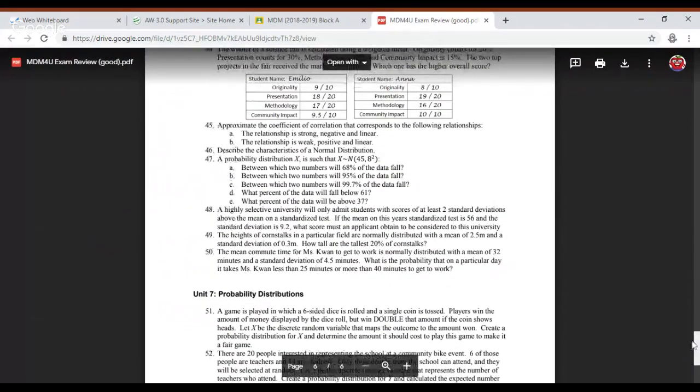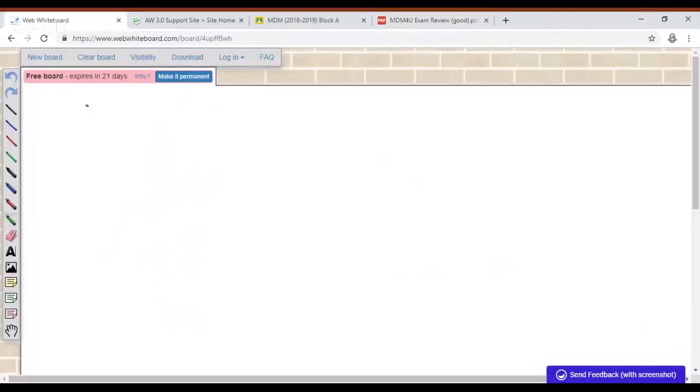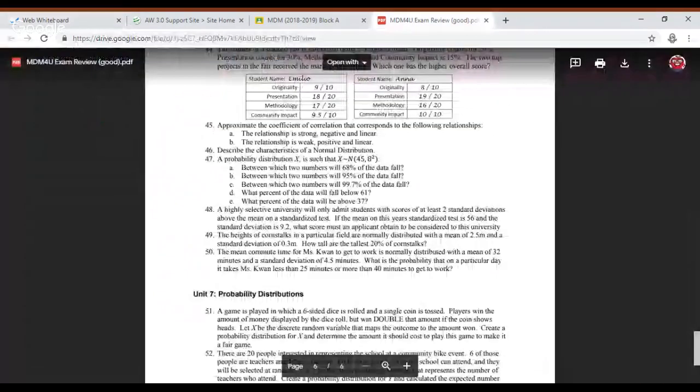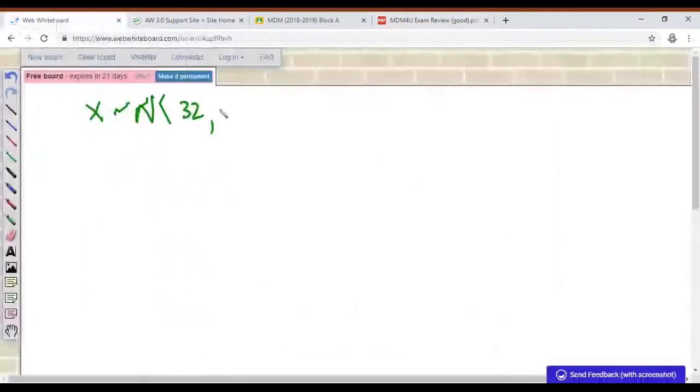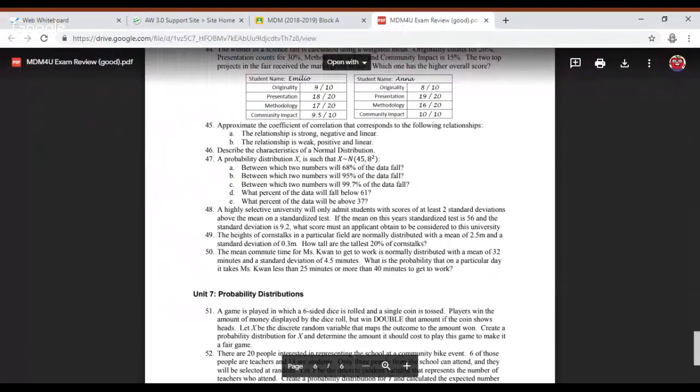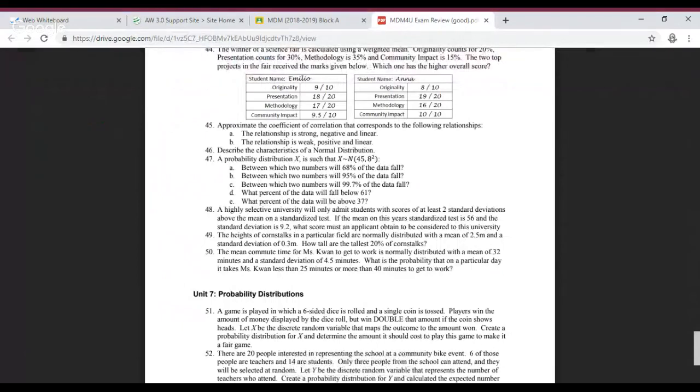So for Miss Kwan, she has a mean of 32 and standard deviation of 4.5. So approximately normal, with a mean of 32 and a standard deviation of 4.5. And it says, what is the probability that on a particular day it takes her less than 25 or more than 40 minutes?